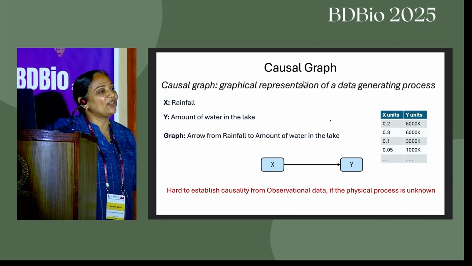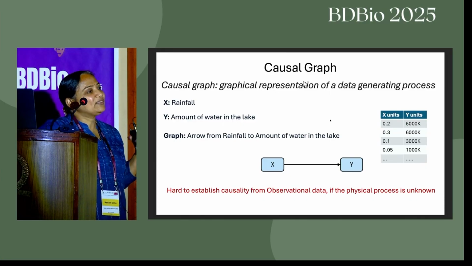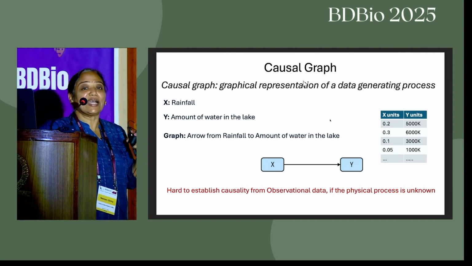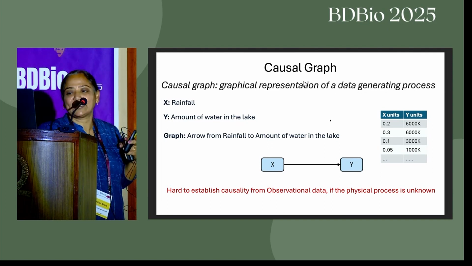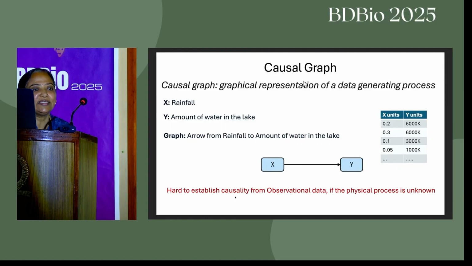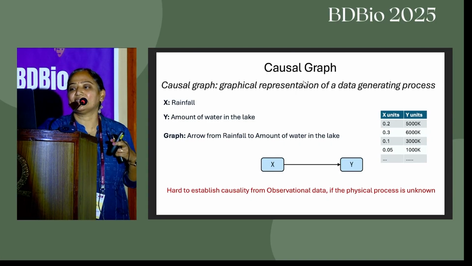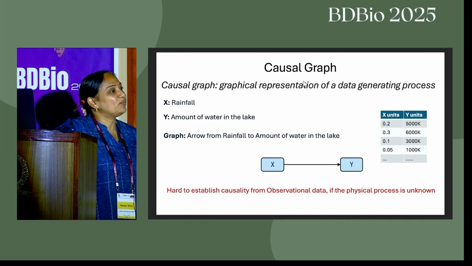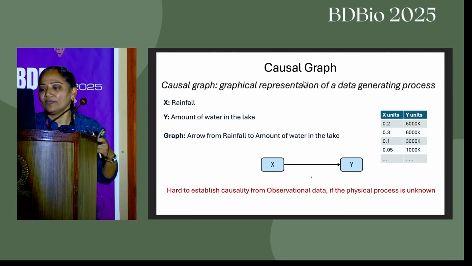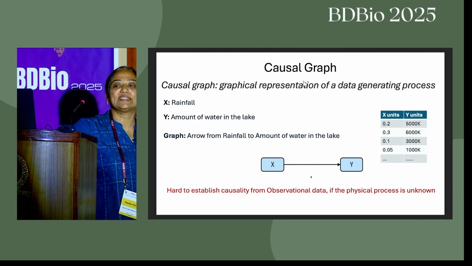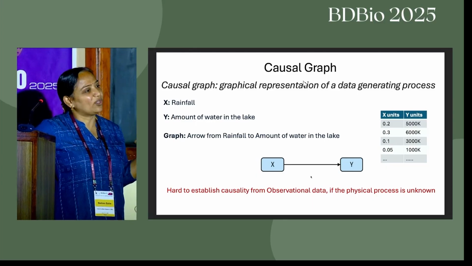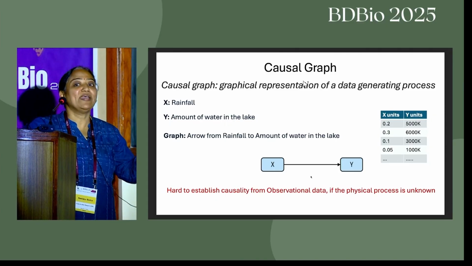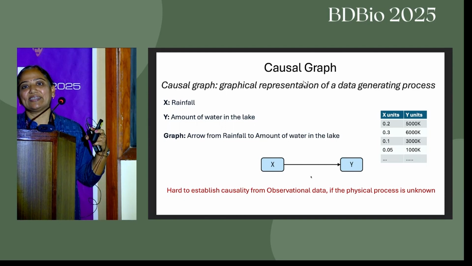Think of Newton's second law, force equals mass into acceleration. If you just tabulate force and acceleration, there's no way you can say whether acceleration came first or force came first, right? So it's hard to establish causality just by looking at observational data if the physical process is unknown. This is where causal learning becomes more than just curve fitting. When we have more than two variables, there are questions that we can answer about causality. It's one of the very few instances where having more makes it simpler, makes it possible to solve.